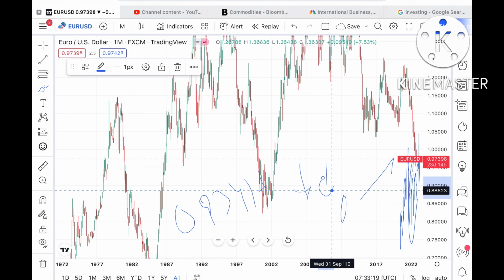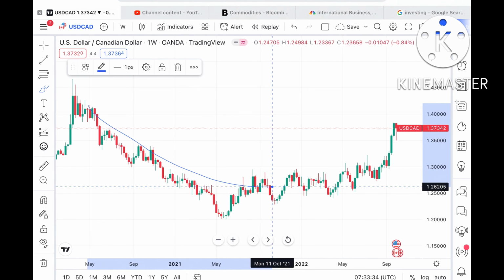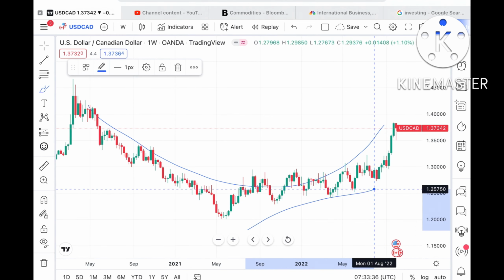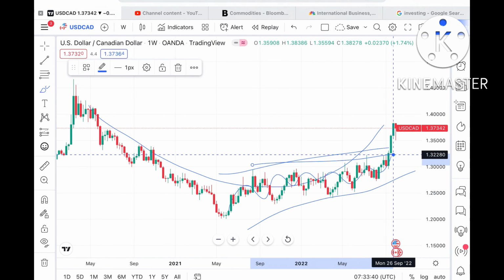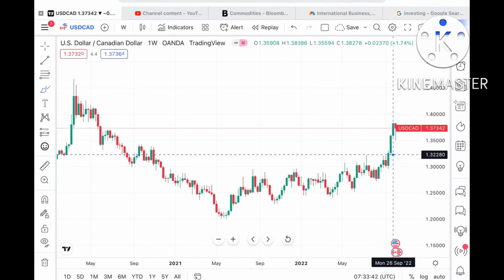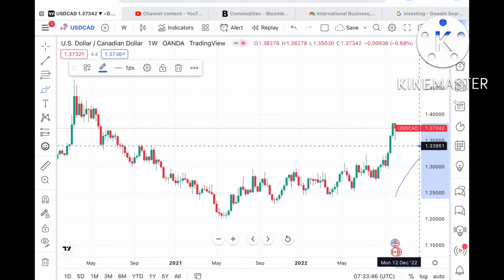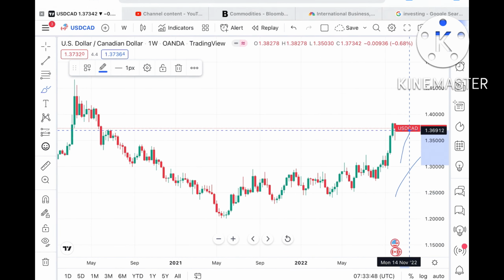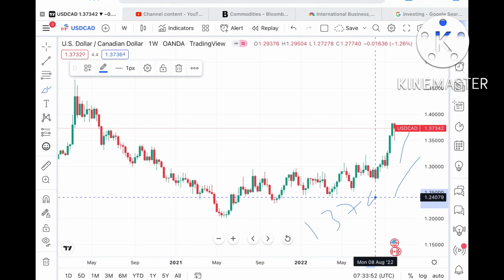Now if we talk about USD CAD, what we have seen is a U pattern forming. It is trying to move upside in an ascending range, and this range has already been crossed and broken, so the probability is high. If the price sustains this level, it can go towards a level of $1.37900.